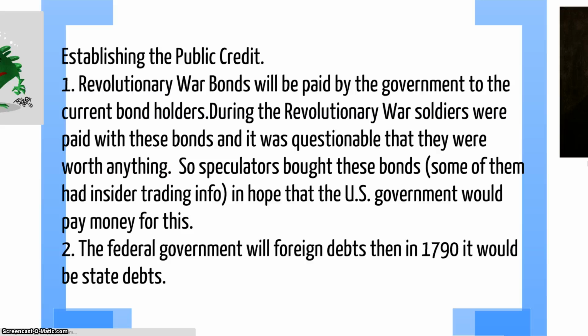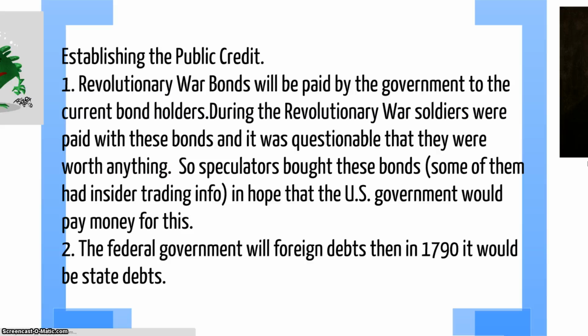So during the Revolutionary War, soldiers were paid with these bonds. Are they going to be worth anything? Speculators bought these bonds in hope that the government would pay the full value and they would have made a lot of money off of it. So speculators supposedly had insider trading information, which means this wasn't legal, but they heard about Congress's plan to pay off the war bonds.